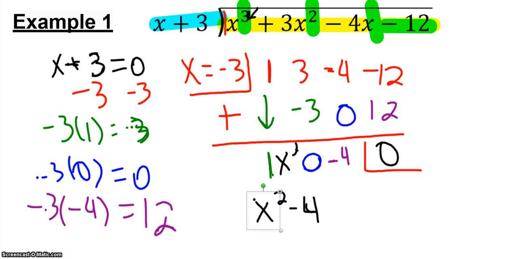And then this number right here in the box, this is our remainder. I have a remainder of 0, so I don't need to add it onto my equation. So my final answer is x squared minus 4.